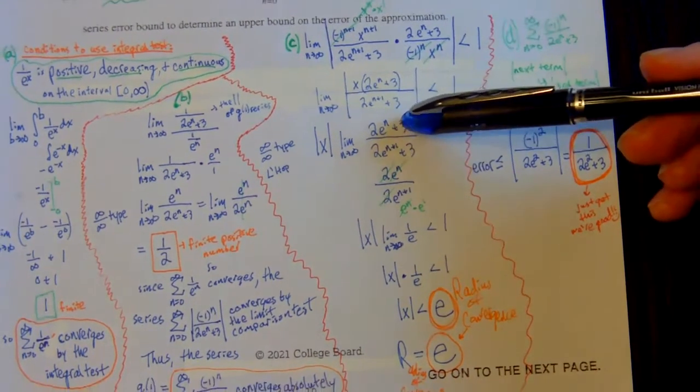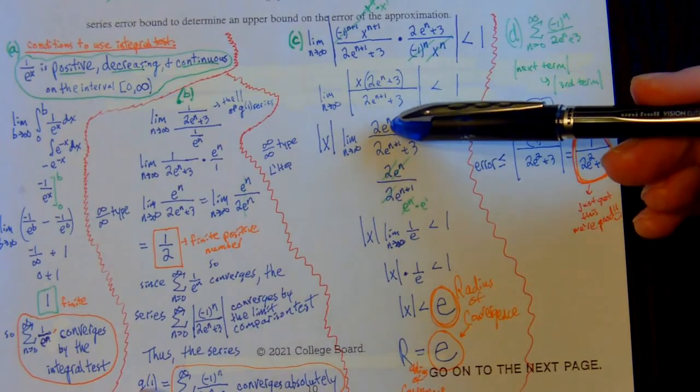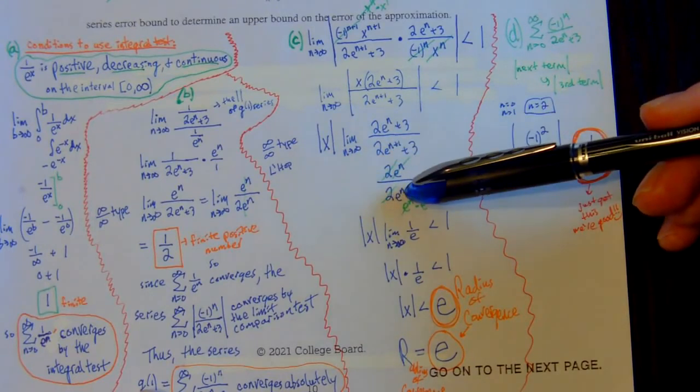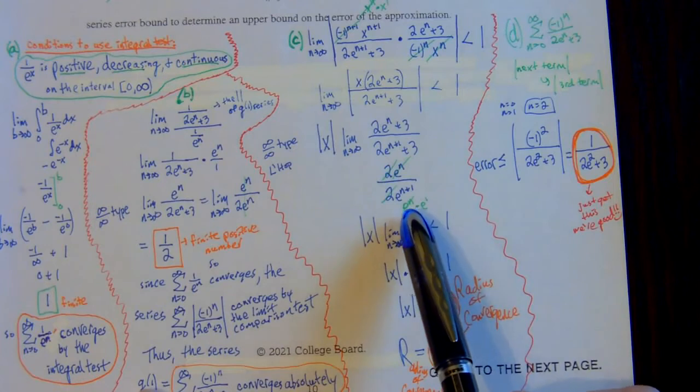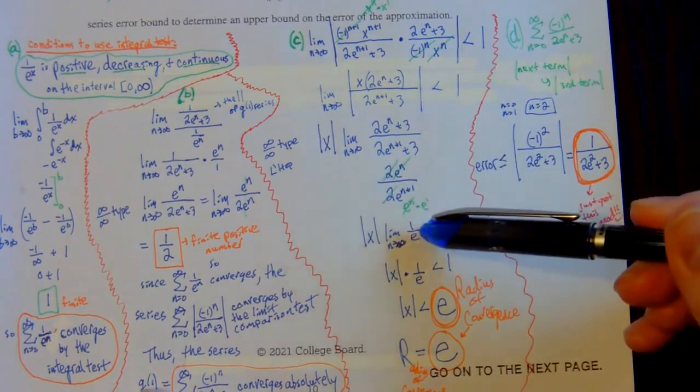And then what I did is I did L'Hopital's rule. So this is like infinity over infinity. I did the derivative of the top, did the derivative of the bottom. And then I rewrote that, the 2's canceled. I rewrote that as e to the n times e to the first. The e to the n's canceled out, and I just had 1 over e.